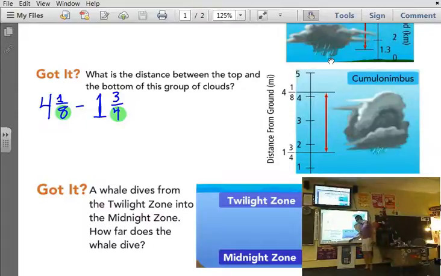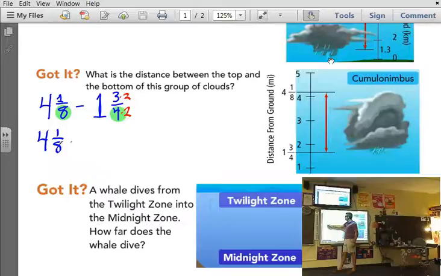Match your denominators. So, what did you do to make this happen? To match the denominators, I multiplied the numerator and the denominator of 1 and 3/4. Yeah, so we're going to double these, right? Now, do I double the 1? No. So, the whole number does not get affected at all. So this becomes 4 1/8 minus 1 6/8.